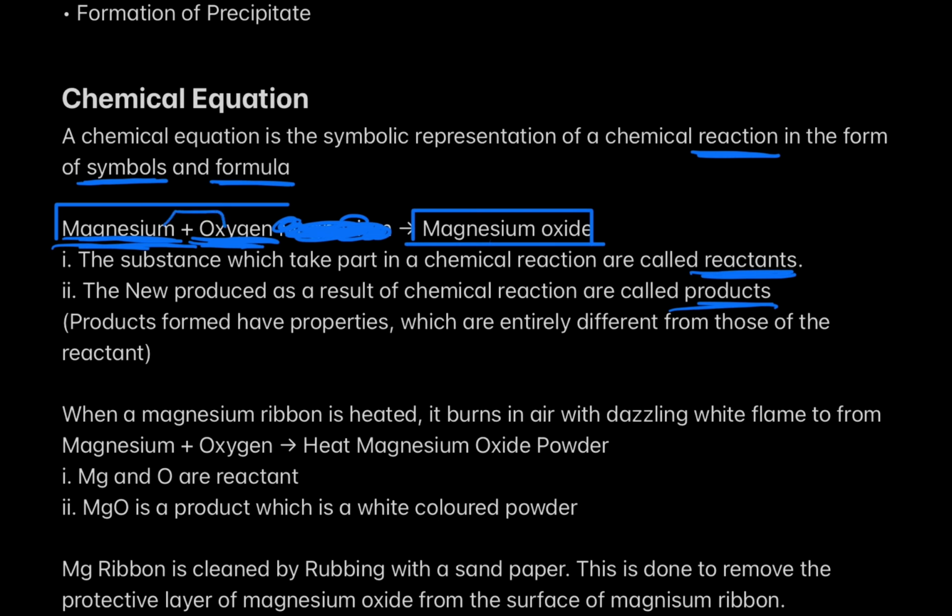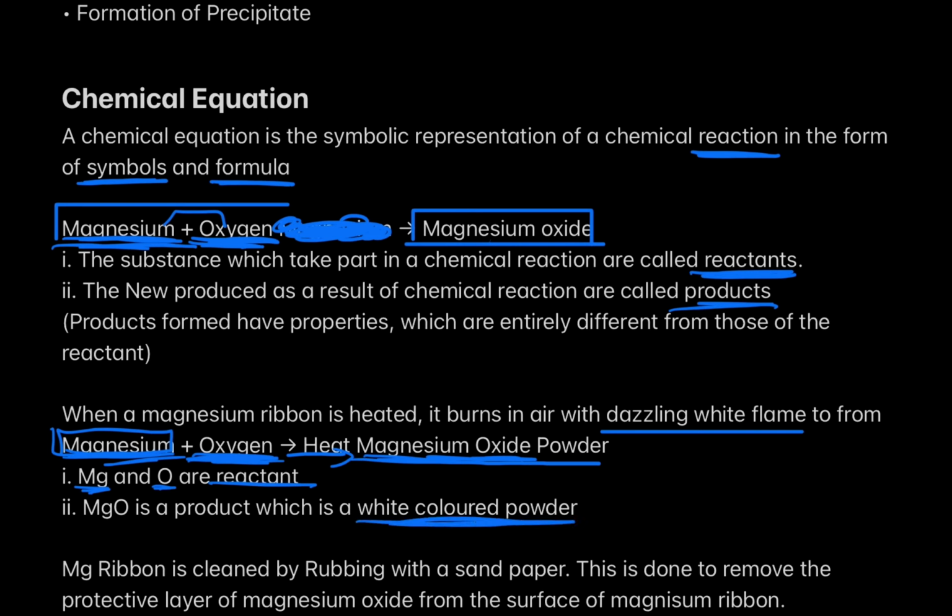Next, when a magnesium ribbon is heated, it burns in air with dazzling white flames to form magnesium oxide powder. That is, magnesium plus oxygen in the presence of heat forms magnesium oxide. Mg and O are the reactants; this is magnesium and this is oxygen. MgO, which is magnesium oxide, is the product, a white colored powder. It is formed after the reaction.